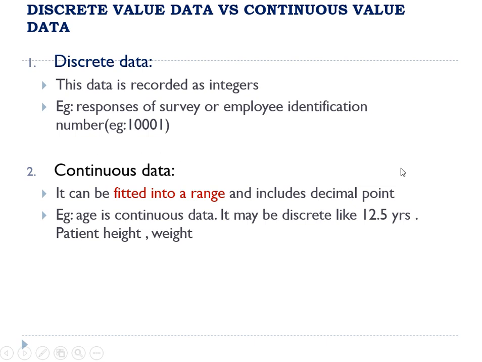Now continuous data means you will have a continuous range of values that can be fitted into a range. Suppose a patient's height: the height of the patients in your data sets will have a continuous range of values. The weight also can be continuous. It may also be discrete. The age can also be discrete, or you can have 12.5, which is continuous. If I take the patient weight over the last 10 years, you can see the weight will be varying. You'll have a continuous value.